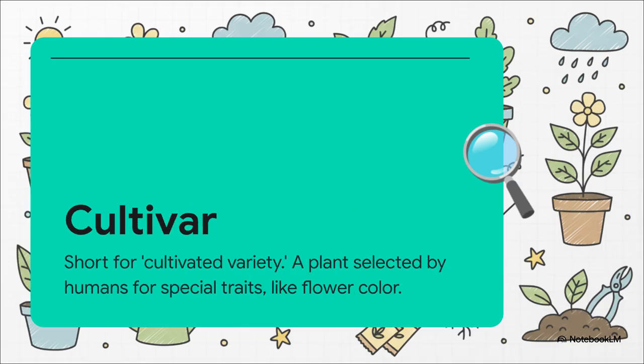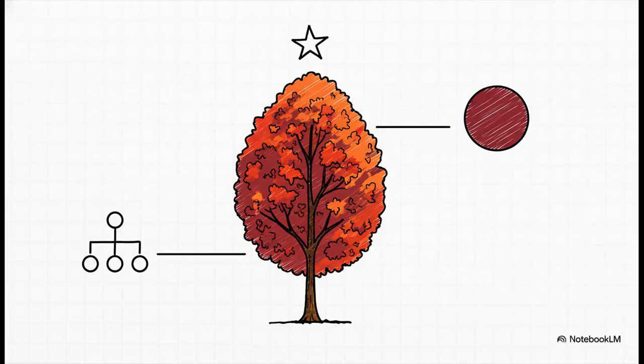Now, sometimes you'll see a third name tacked on at the end. It's usually in single quotes, and it's not italicized. This is the cultivar, which is just short for cultivated variety. This tells you it's a special version that people have bred for a specific reason, like a really cool flower color, or maybe a smaller, more compact size. So, let's put it all together with a real-world example. Acer rubrum 'Brandywine'. Okay, so Acer is the genus. That's the maple family. Rubrum is the specific epithet, which tells us it's a red maple. And Brandywine? That's the cultivar, a special type known for its amazing fall color. And just like that, you've completely decoded a full scientific name.